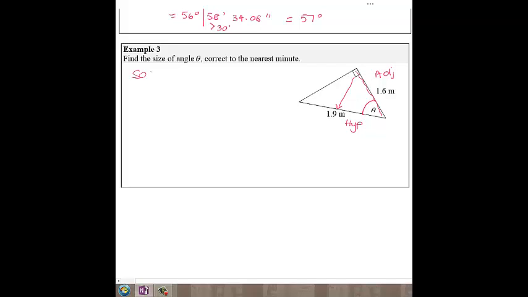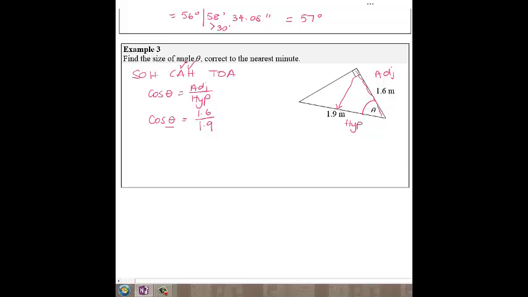Referring back to SOHCAHTOA, we need to pick the most appropriate trig ratio for our question. We need a trig ratio that contains adjacent and hypotenuse, so we can see it's the CAH. CAH stands for cos theta equals adjacent on hypotenuse. So we substitute our values. Cos theta remains the same because that's what we're solving for. Adjacent becomes 1.6 and hypotenuse becomes 1.9.